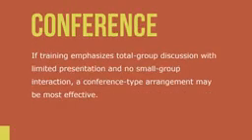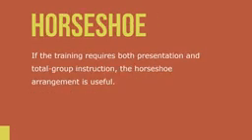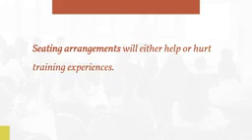If training emphasizes total group discussion with limited presentation and no small group interaction, a conference-type arrangement may be most effective. If the training requires both presentation and total group instruction, the horseshoe arrangement is useful. Seating arrangements will either help or hurt training experiences.